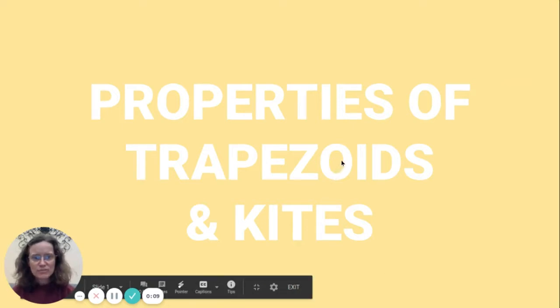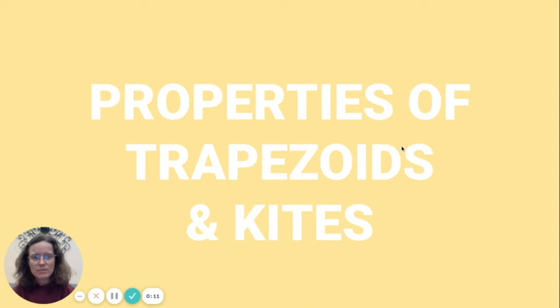Hey geometry team, and welcome to Unit 7, Day 3. We are going to be learning about the properties of trapezoids and kites today.